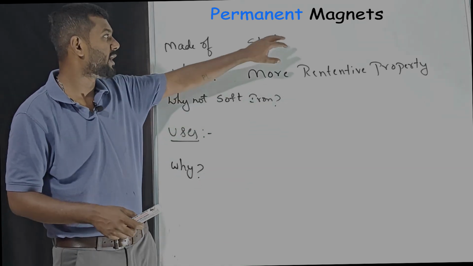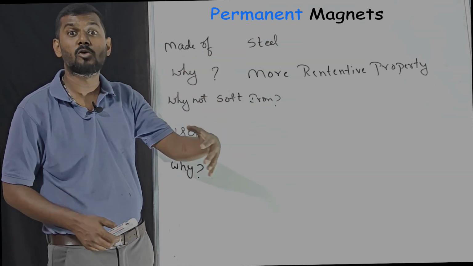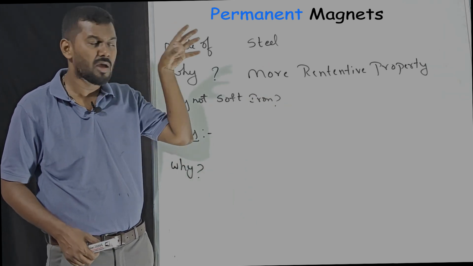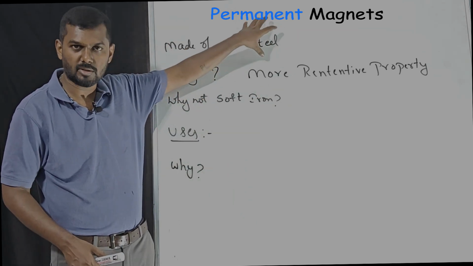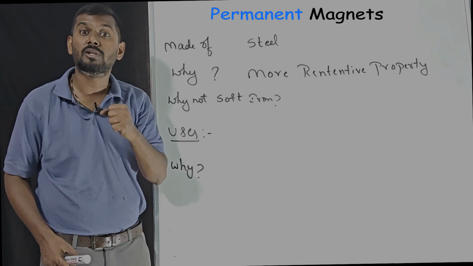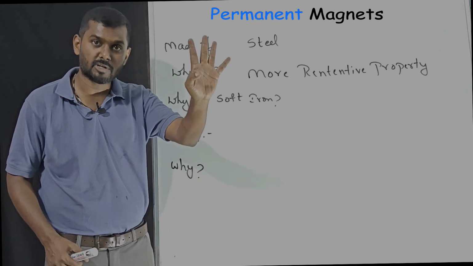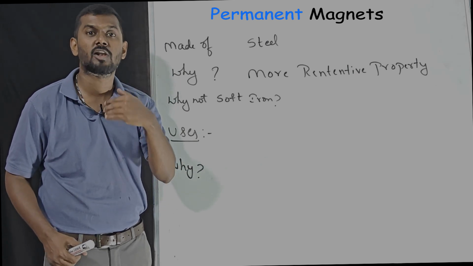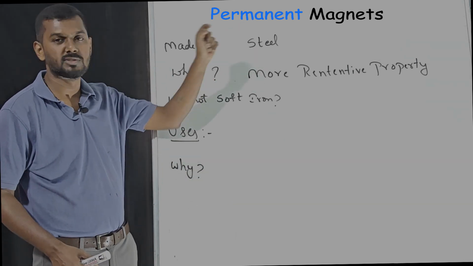Whenever we provide a magnetic field to steel, it will hold, not only through electricity, but by other means also. If you convert a steel into a magnet, it can hold the magnetic power for a longer period of time. That is nothing but retentive property. Retentive means holding it for a longer period of time. That is why we are using steel.